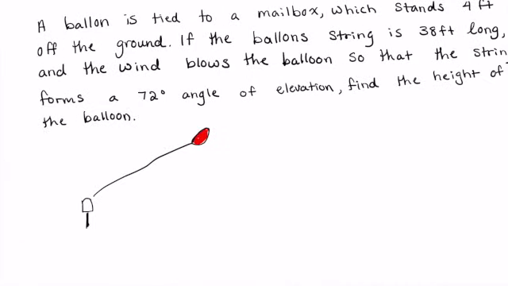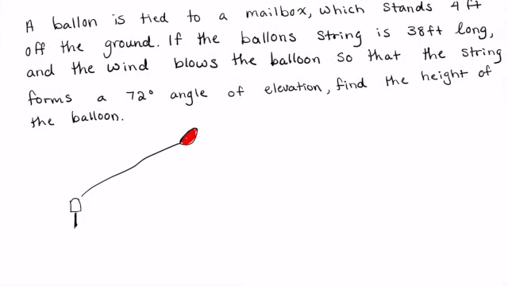So we have a balloon that is tied to a mailbox which stands 4 feet off the ground. If the balloon string is 38 feet long and the wind blows the balloon so that the string forms a 72-degree angle of elevation, find the height of the balloon. Now, this is a very interesting problem because we also have to account for this space here. So when I find the value of x, I'm not quite done with my problem.